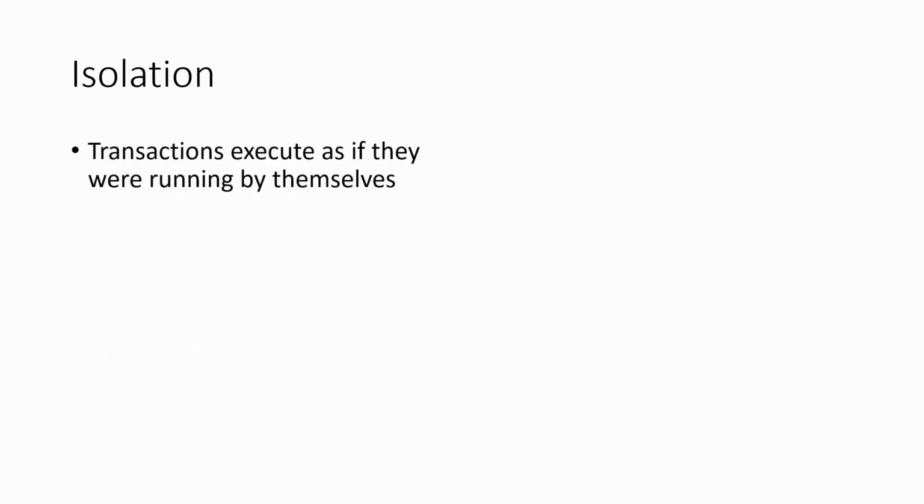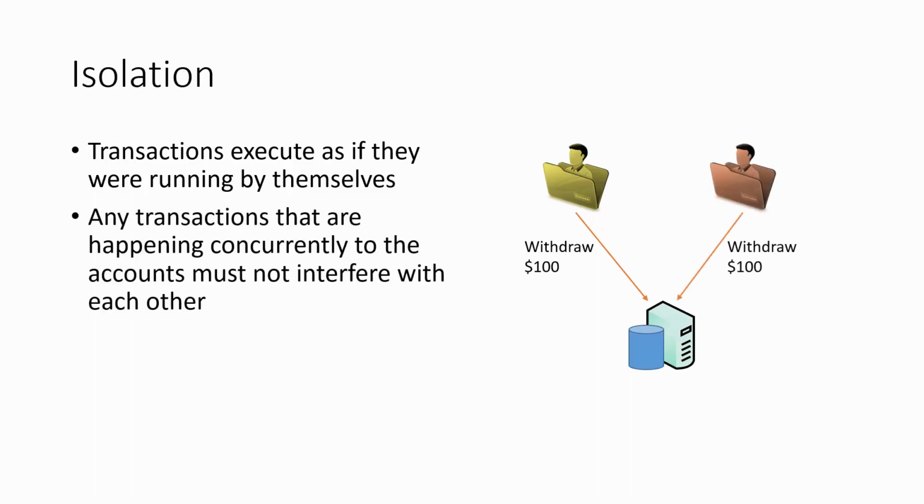Next, we look at isolation. In isolation, transactions should execute as if they're running by themselves. Now imagine the same scenario where we have the bank database and we have a customer that's withdrawing $100. If simultaneously another customer were to withdraw $100, they should not interfere with each other. In fact, in this model, there needs to be strict isolation. So one transaction must be ordered before the other.